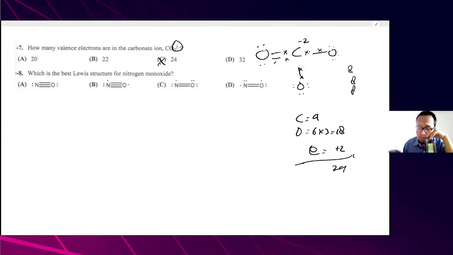It's pretty easy. Which is the best Lewis structure for nitrogen monoxide? Okay, let's analyze each option. Step 1, count the valence electrons of NO. N itself is 5, O itself is 6, so the total would be 11. Now draw possible structures of this one.